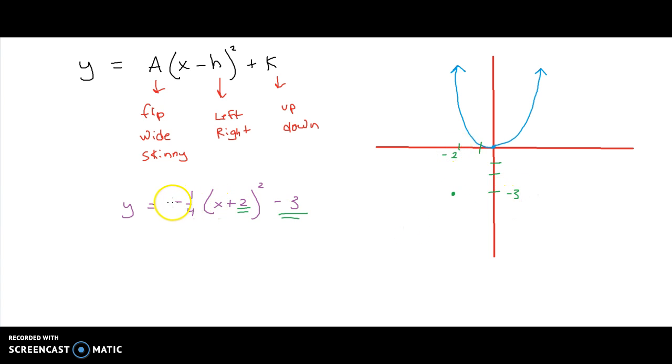And then we have this number right here, which matches with the a. And in this case, we have it negative, which means we're going to have to flip it. It's going to go upside down. So instead of up, we're going to go downwards. But then we have a fraction, which means that we widen it out. Okay? So it would look something like this.